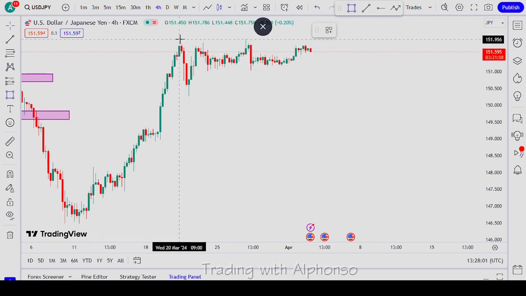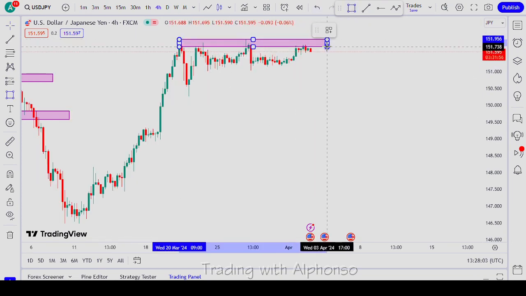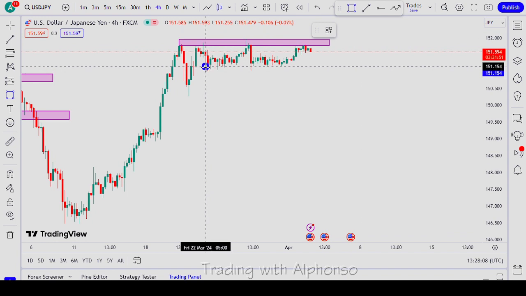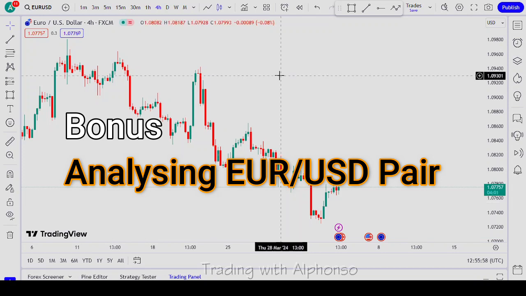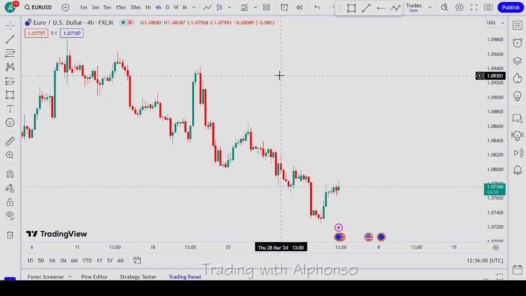From this top right here to this bottom right here. Let's say you want to analyze this market. This is the chart of Euro USD. You look at the general market condition, the general market structure, and this one you can do on maybe a daily time frame or the 4-hour time frame.